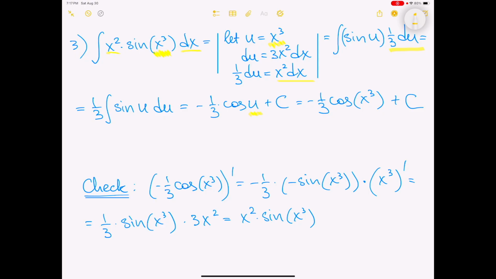Therefore, we'll have to multiply by the derivative of x cubed. Derivative of x cubed is 3x squared. 3 divided by 3 is 1. So we will get exactly the same function we started with, x squared times sine of x cubed, which means that our antiderivative was calculated correctly. It is indeed minus 1/3 of cosine of x cubed.